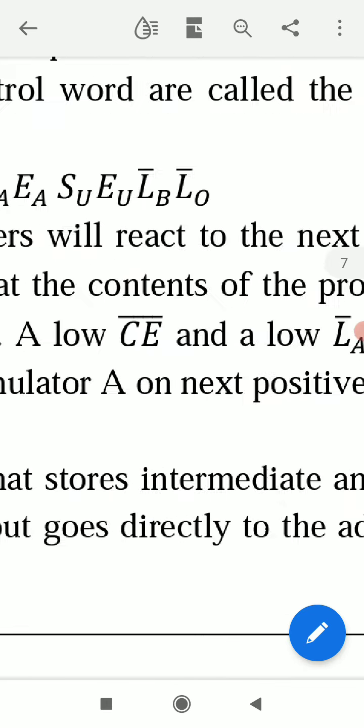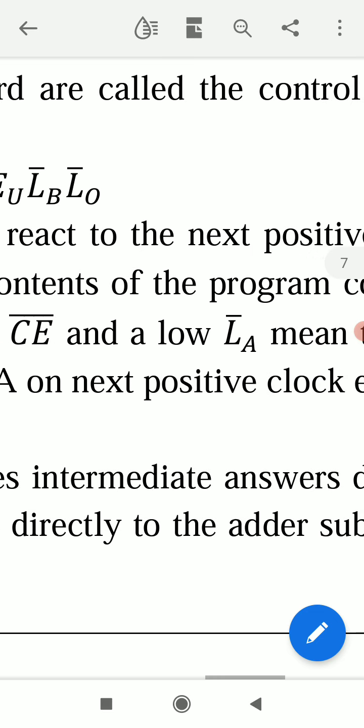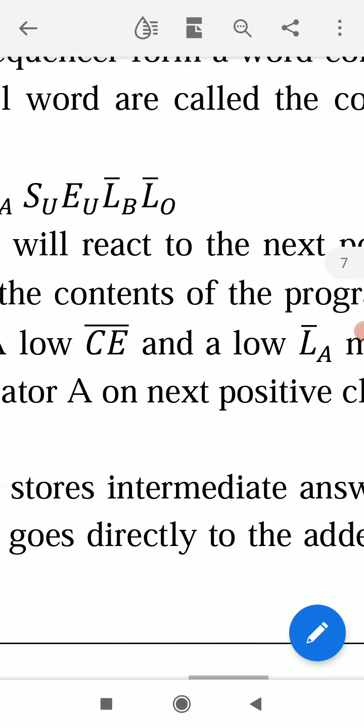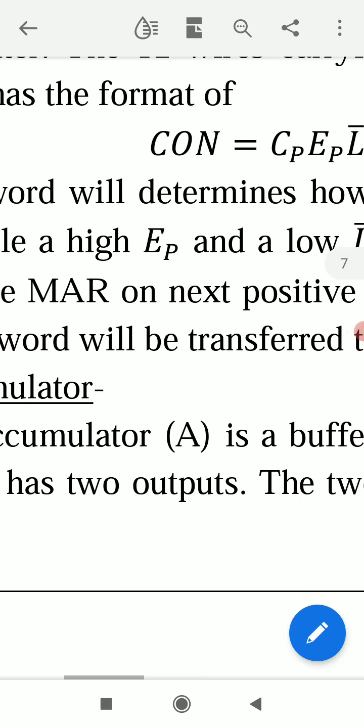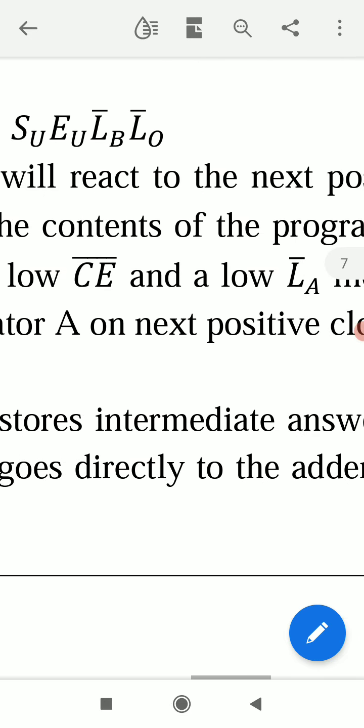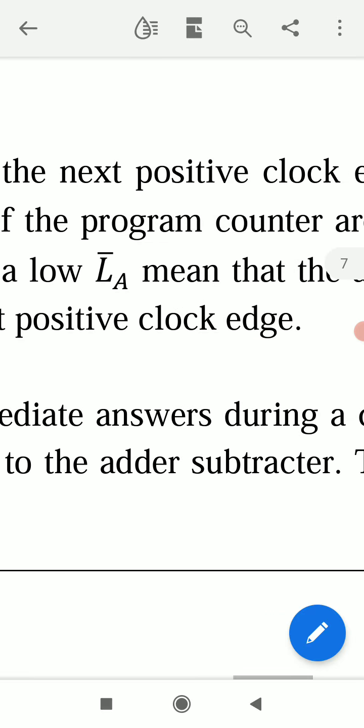Similarly, a low CE bar and a low LA bar. Low CE bar and low LA bar means these two are active, CE bar and LA bar. This means that the addressed RAM word will be transferred to the accumulator A on the next positive clock edge.